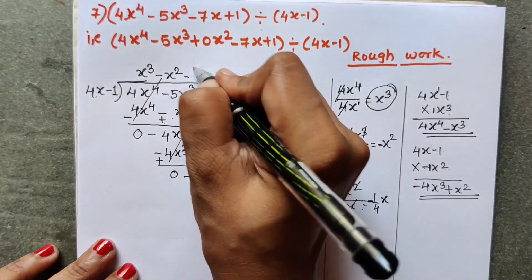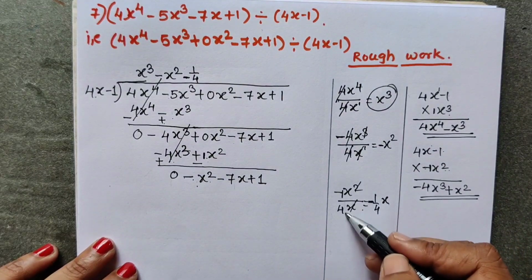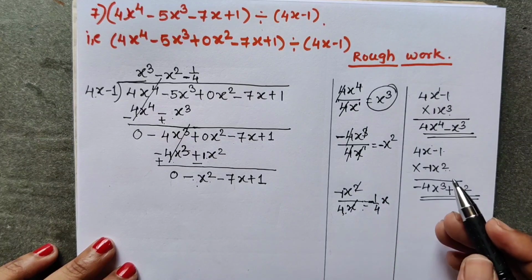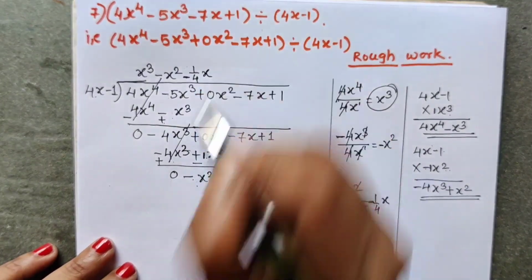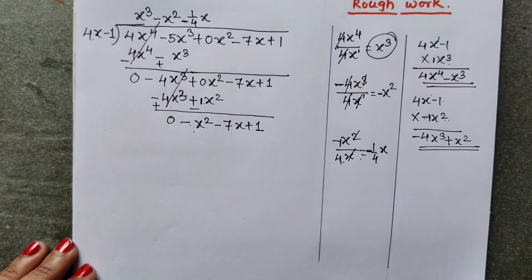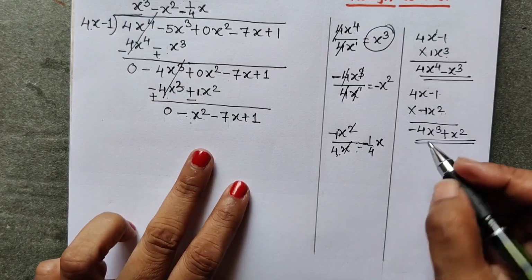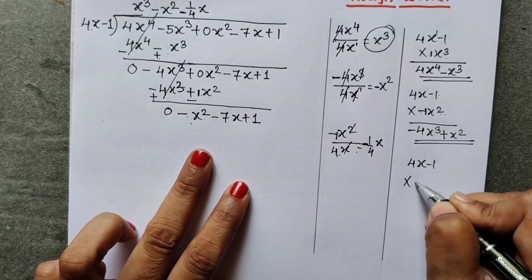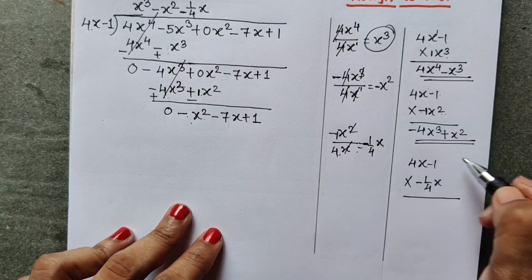Because we cannot cancel the coefficient here, we have to write minus 1 upon 4 as it is. Minus 1 upon 4x we write in the quotient. Now we have to find out the polynomial which we should write in the dividend. So what we have to do, 4x minus 1 multiplied by minus 1 upon 4x.